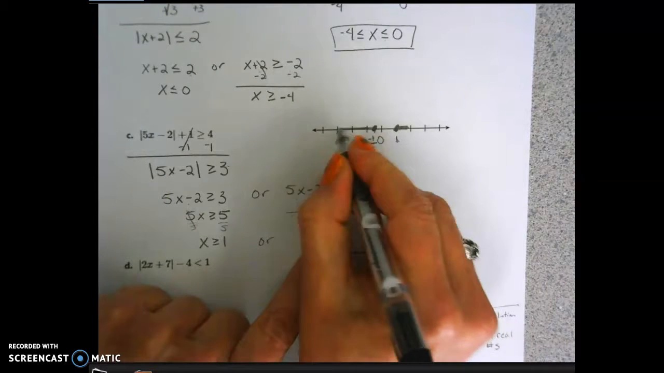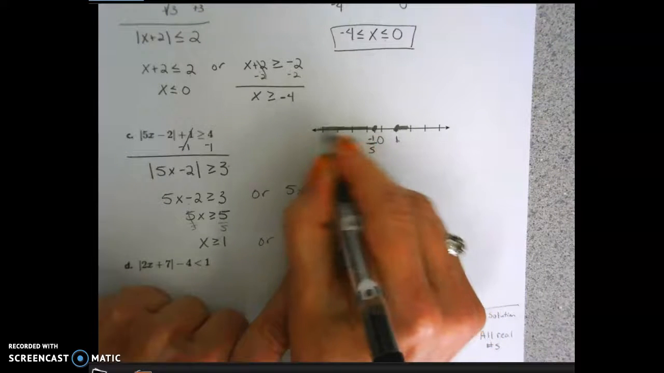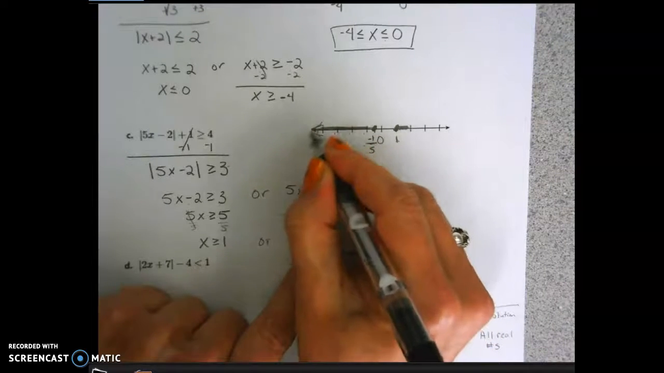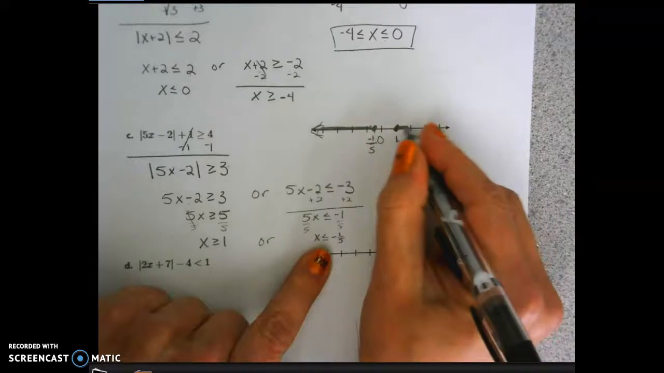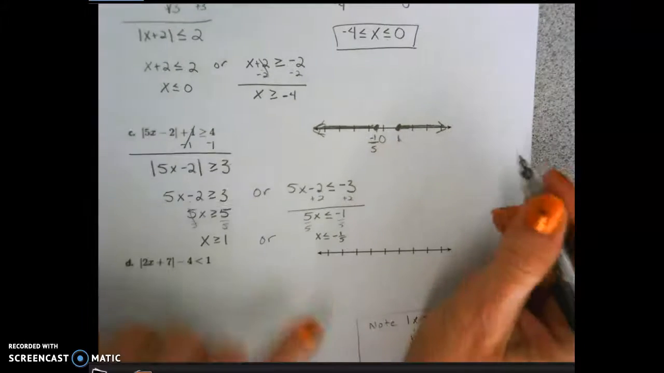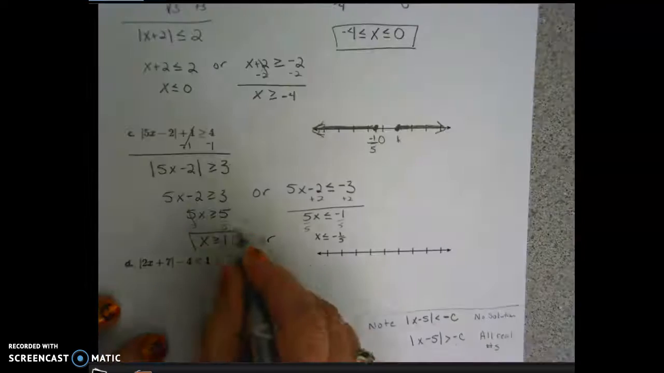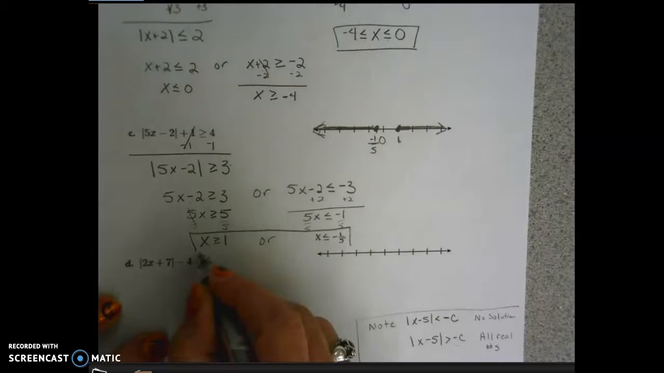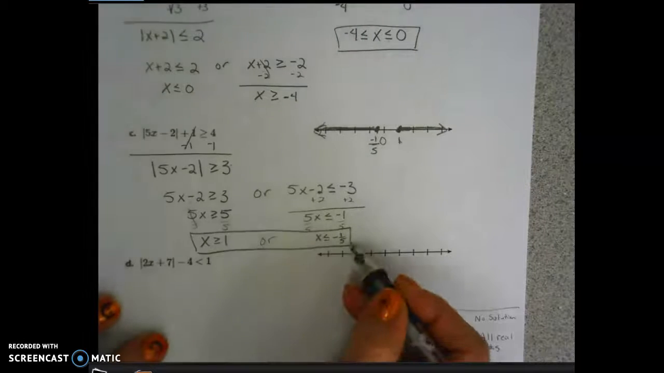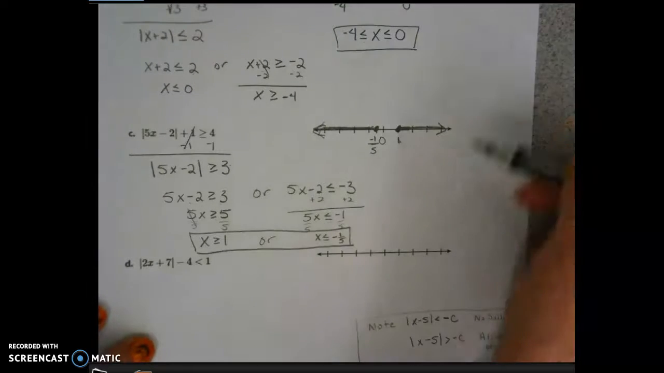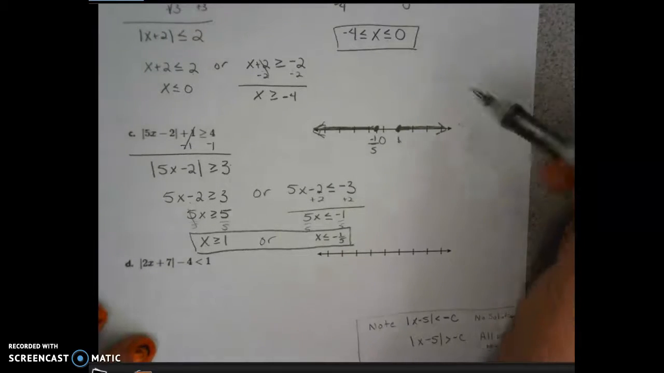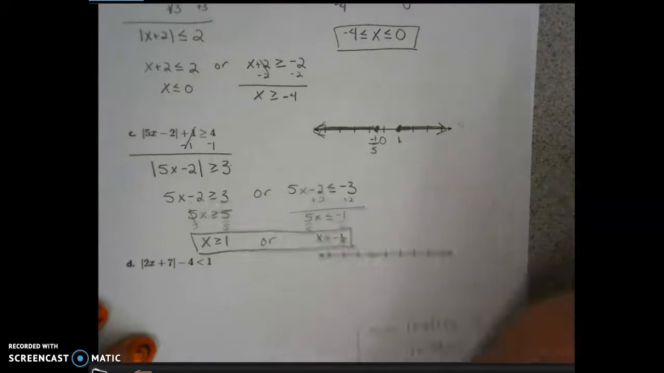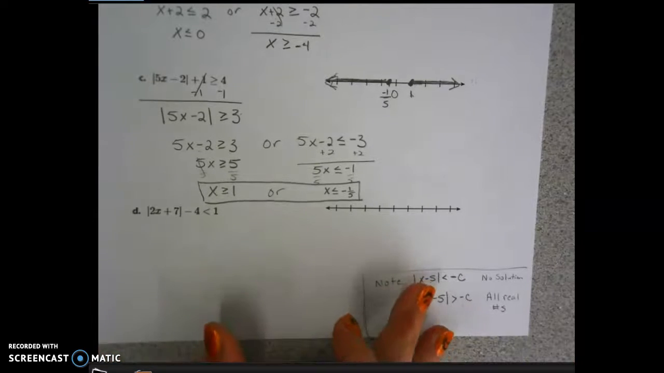So it doesn't look like my shading's going to meet up. I got one going this way. Oops, I have a little gap, and the rest going this way. So it looks like I've got an or statement for my answer. And again, I'm boxing this in, but I don't necessarily have to because I have my number line, but it's good for the reader to be able to find it. I definitely did it up here. All right, last one.